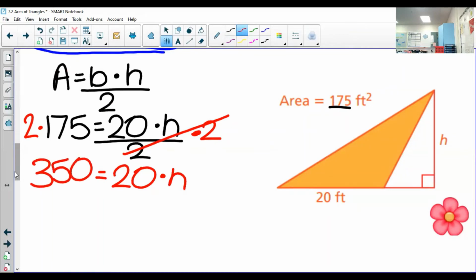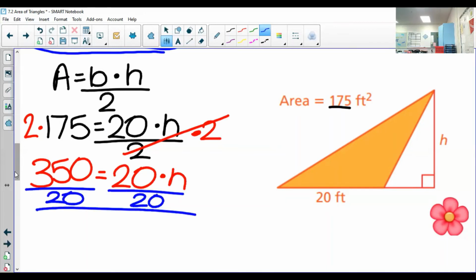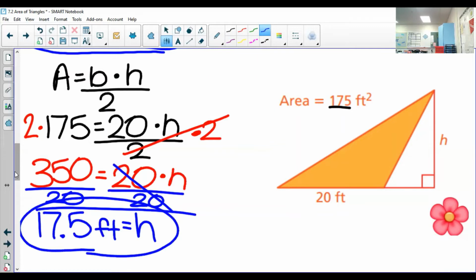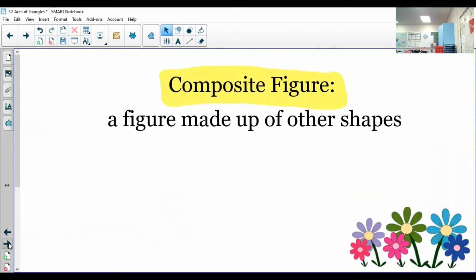Okay? Then step 2 is to get the h by itself. So how am I going to do that? Divide by 20 and divide by 20. My 20's cancel. And my height is going to be, divide that by 20, 17.5 feet. And that's how you do that, boys and girls. Find the missing dimension. The next thing is we're now going to look at the area of composite figures.